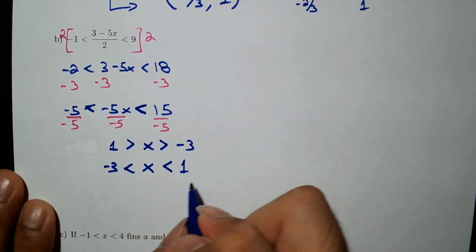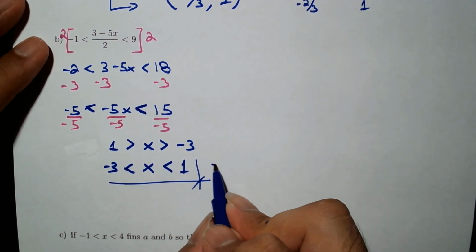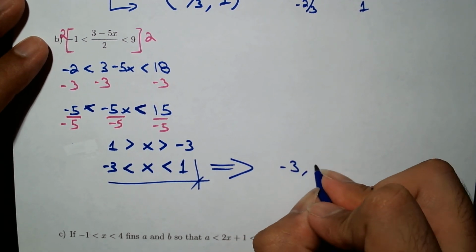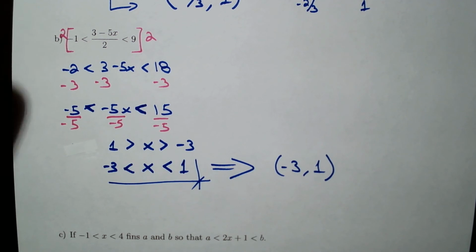Right, and using interval notation for this solution, that's going to be negative 3 to 1, and in this case both of them have parentheses. Alright.